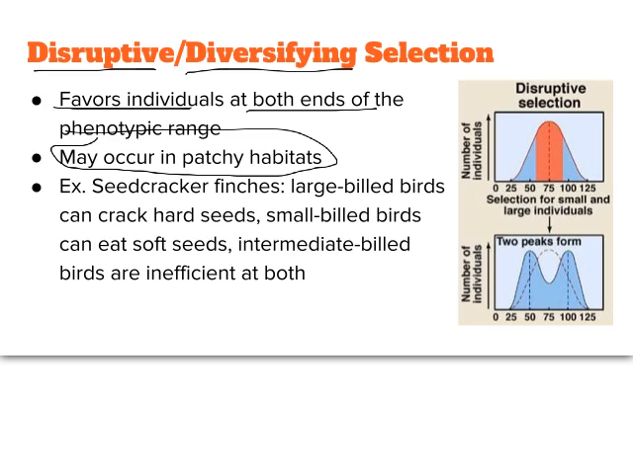So here you could see, here's my curve before the selection. Both ends have a favorable trait. So in the next generation, I have lots of the two extremes, but fewer intermediates.